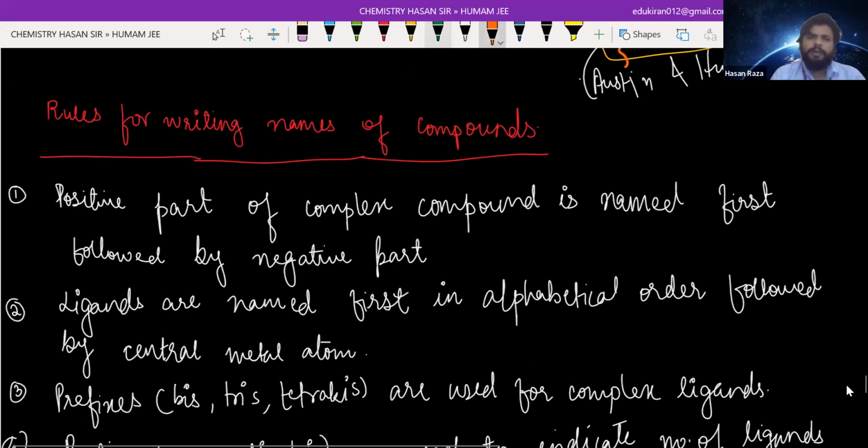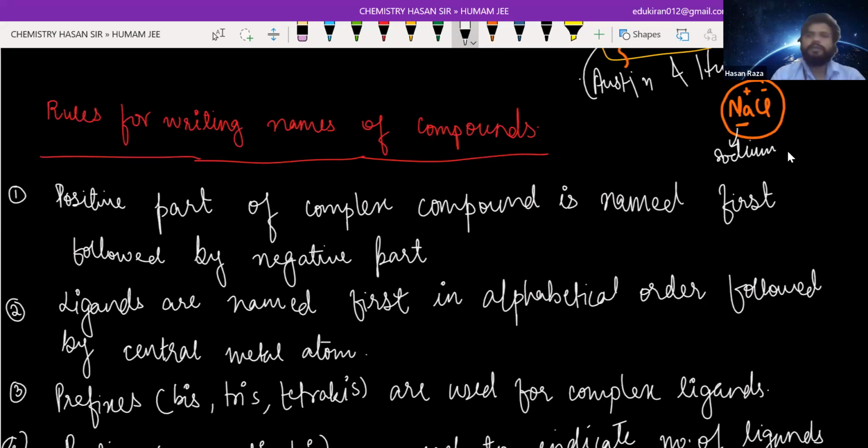Always remember in inorganic chemistry, if you have any inorganic compound like NaCl or KCl or anything, the first one is positive, the second one is negative. And when you write the name, we always write the name of the cation first, sodium chloride, and the anion at last. Are you getting my point?